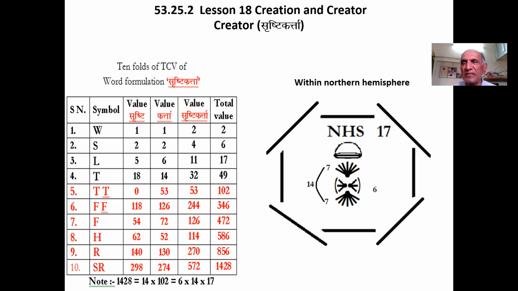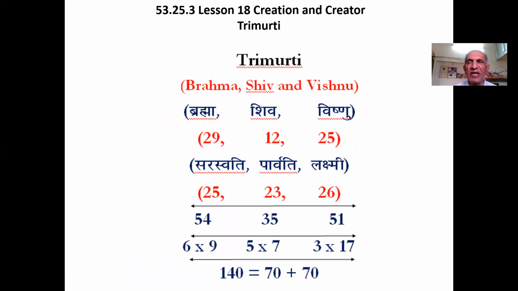One shall visit and revisit, visit again, and have full imbibing for complete insight and thorough enlightenment. In this background, one shall be in a position to revisit the formulations of Trimurti: Brahma, Shiv and Vishnu. These triple deities, with these triple formulations, lead us to the triple values 29, 12 and 25 as their TCV values.